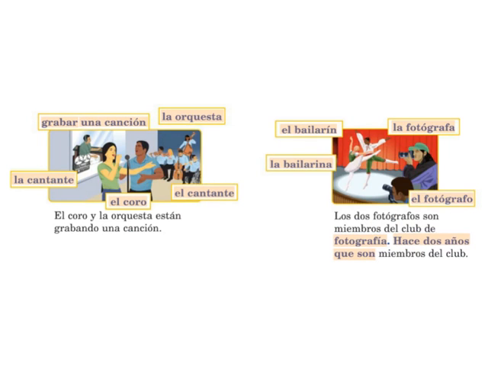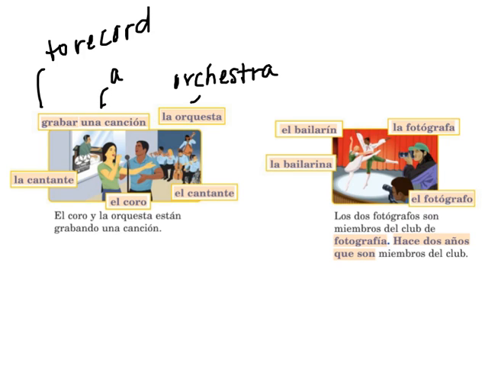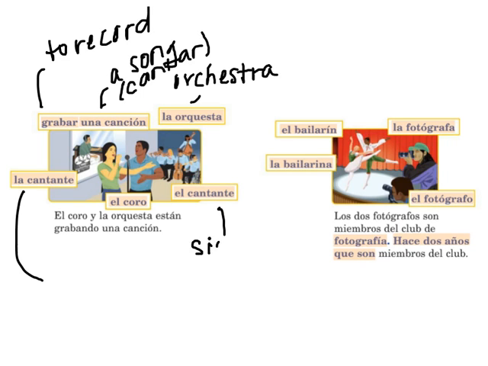Aquí tenemos unas palabras de música. Entonces, la orquesta, cognate as orchestra. Grabar una canción, to record is grabar, and una canción is a song, from that verb cantar, to sing. El cantante and la cantante both mean singer.